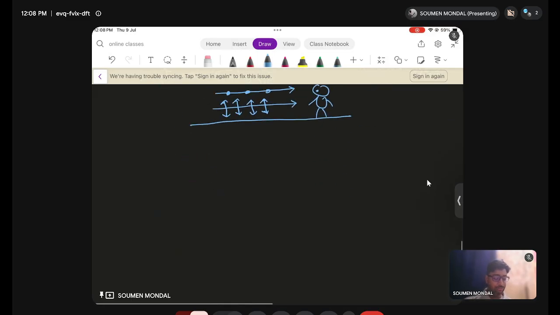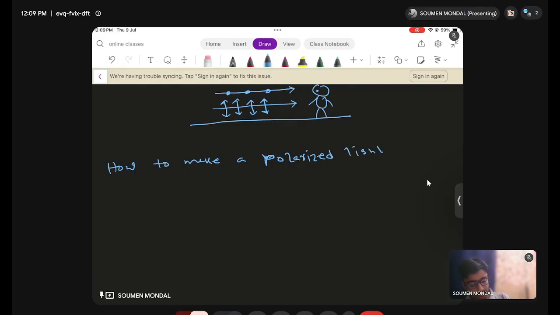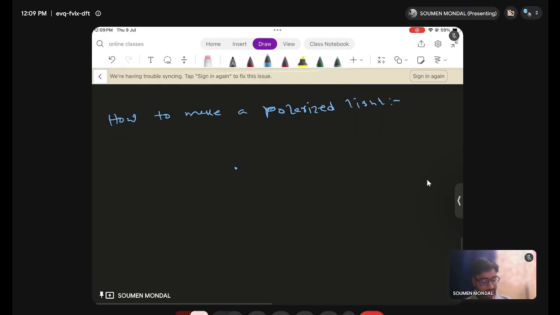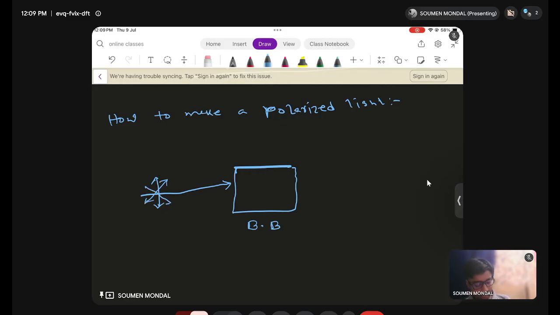Now how to make a polarized light? So let me consider there is some kind of a black box first, and unpolarized light going into it, and coming out, let's say a plane polarized light, which in this case is actually vertically polarized light. For now, consider it's a plane polarized light only.